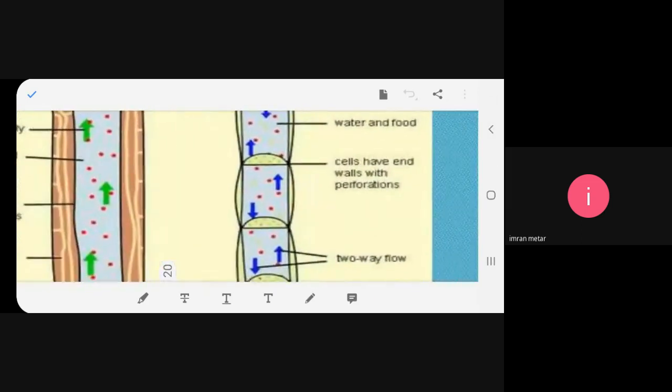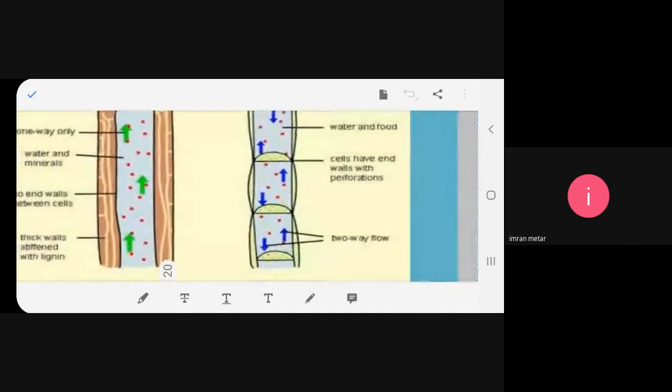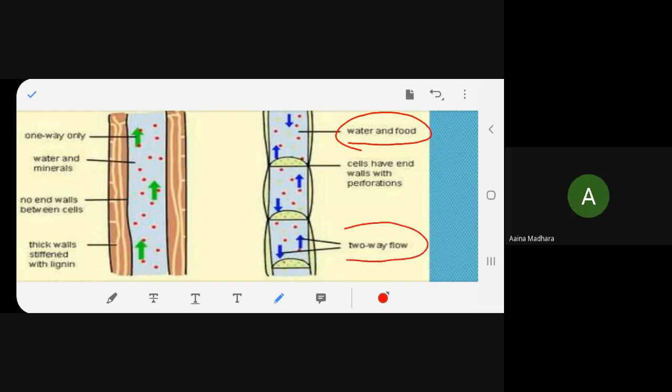Okay, now we come to phloem. This is also a vessel, this is also making a pipeline. So from the leaves, what is coming? Water and food. You agree? So it is coming down, from the leaves to the stem, to the branches. Yes or no? So what is the flow? Two-way flow. Two-way flow. Yes, beta?